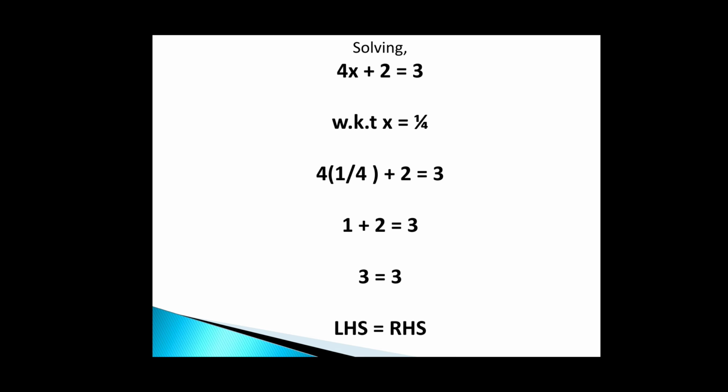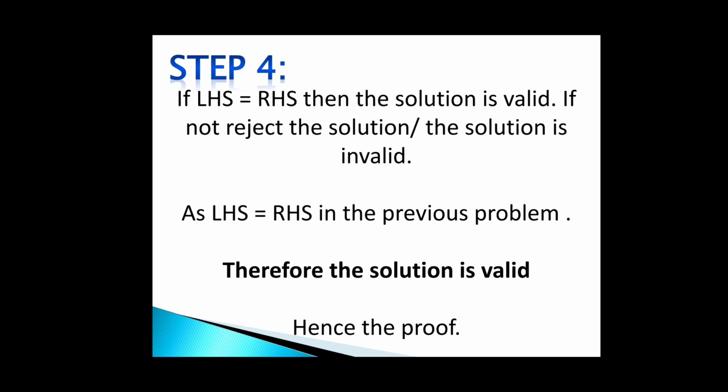So we know that x is equal to 1 by 4. Substitute that in the given equation: 4 into 1 by 4 plus 2 is equal to 3. So 4 and 4 will get cancelled. 1 plus 2 is equal to 3. 3 is equal to 3. Left hand side is equal to right hand side.